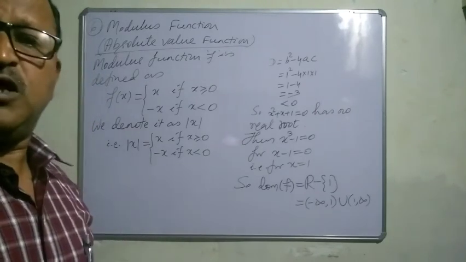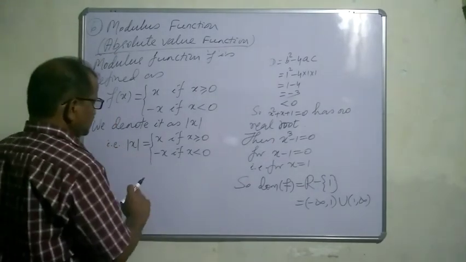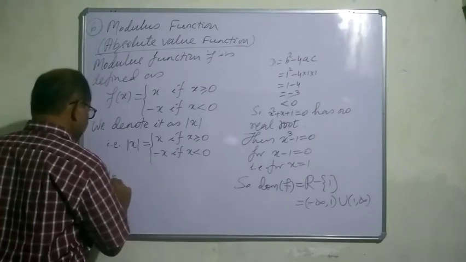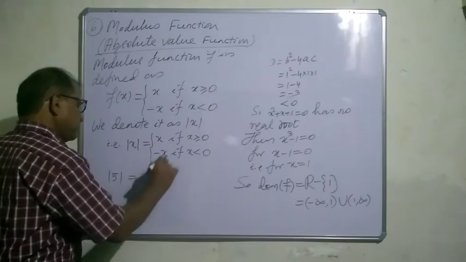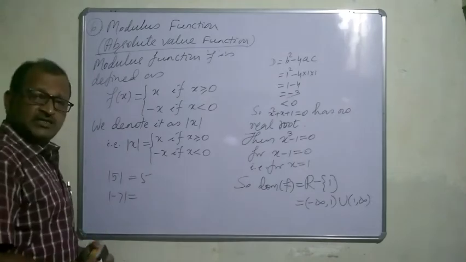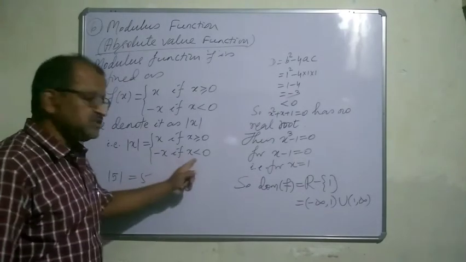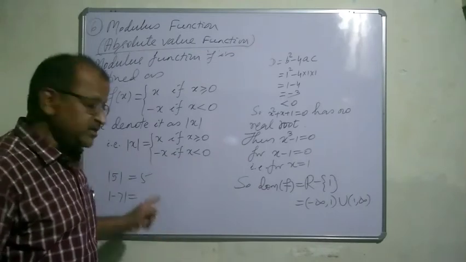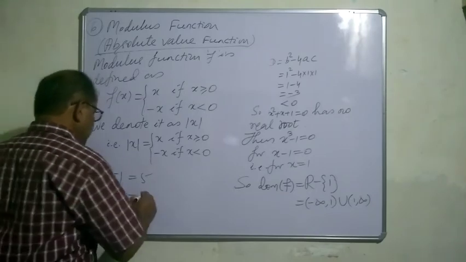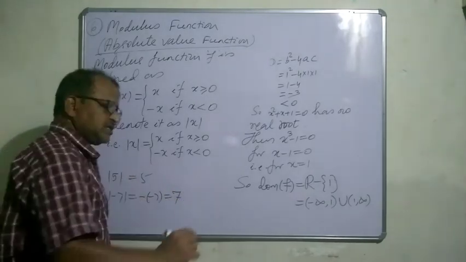Okay, modulus function. Now you see, suppose you want to find out the modulus of 5. It is 5. Modulus of minus 7. Yes, here x is minus 7, so it is less than 0. It is a negative quantity. So its value will be minus of minus 7, that is equal to 7.